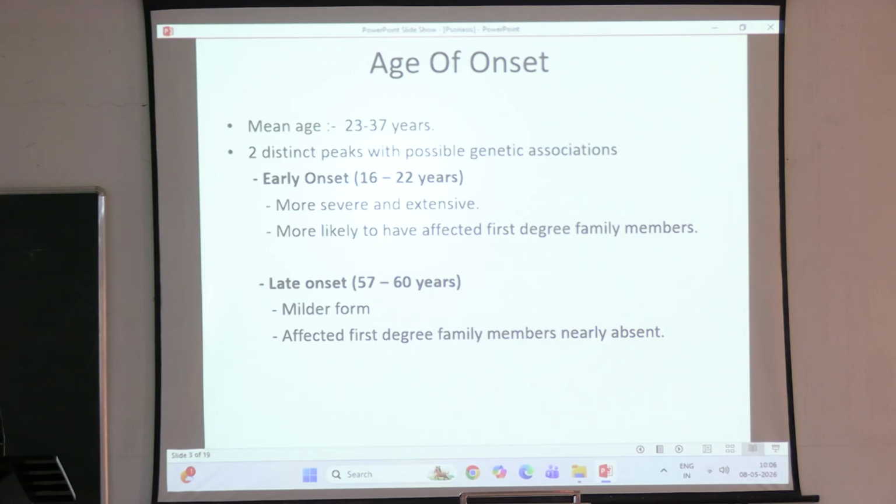So, the disease can occur in any age group from the neonatal period to the eighth decade of life, but two peaks have been seen. One is before 40 years, between 20 to 30 years, and another peak is seen after 50 years. Nearly 75% of cases occur before the age of 40 years. This is very important.